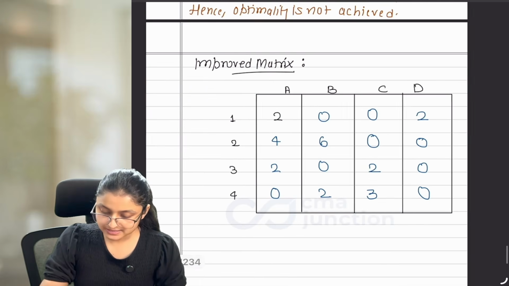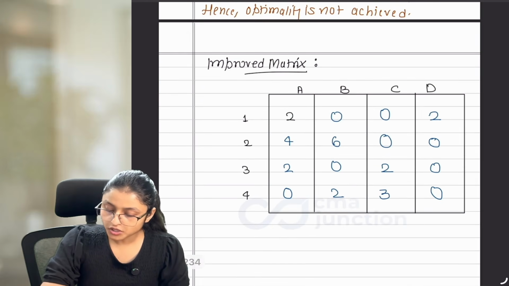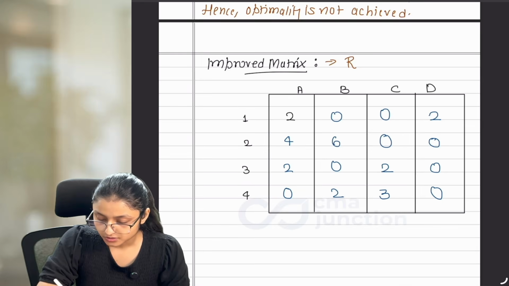Now, this is our improved matrix. When you got your improved matrix, what to do? We have to do row and column scanning.